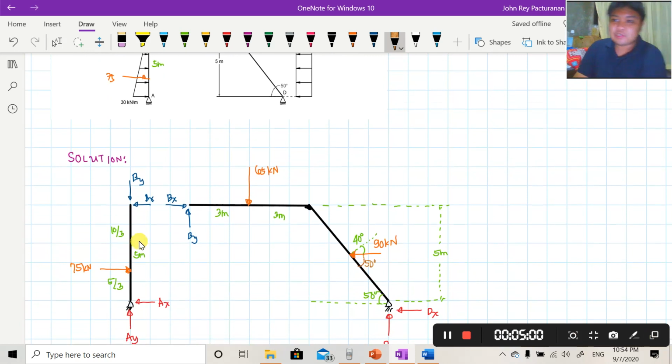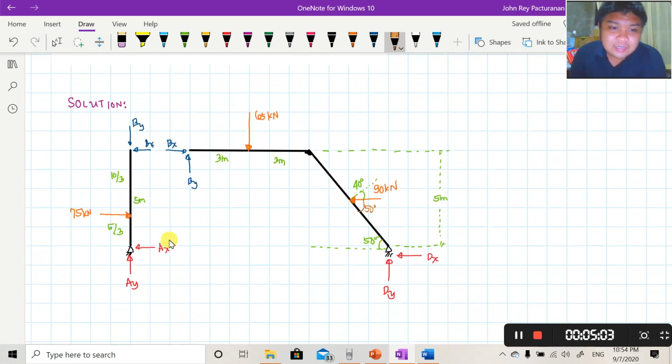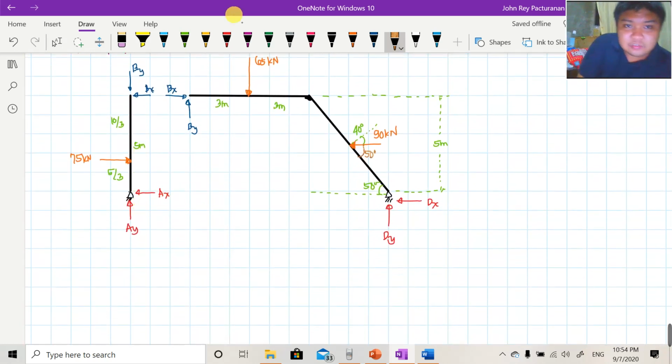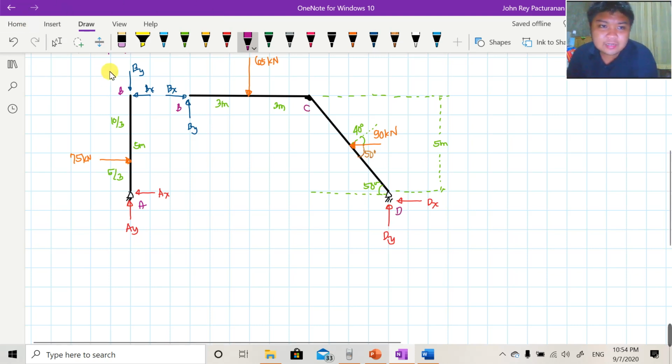Okay, so sige, simulan na natin class ang analysis ng paghahanap ng mga reactions. By the way, this is point A and this is point B. This is point B, this is point C, and this is point D. So una, hahanapin ko muna class yung Bx by taking moment at A considering this AB.